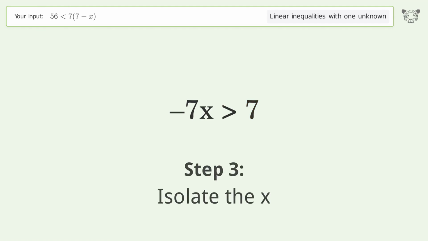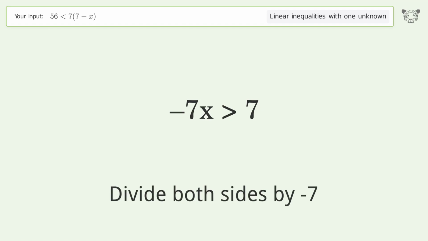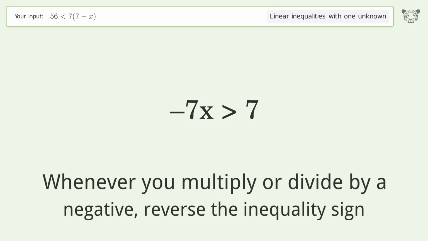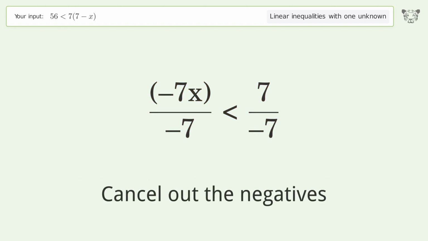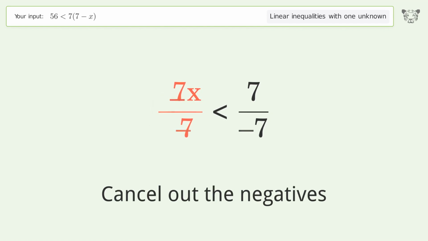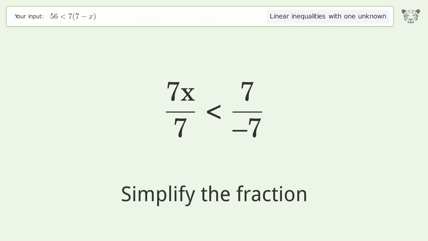Isolate the x. Divide both sides by -7. Whenever you multiply or divide by a negative, reverse the inequality sign. Cancel out the negatives. Simplify the fraction.